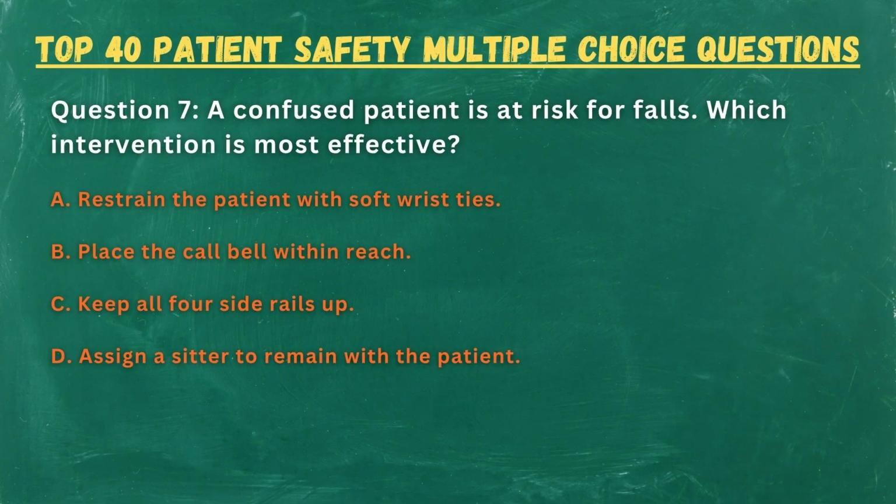Question 7. A confused patient is at risk for falls. Which intervention is most effective? A. Restrain the patient with soft wrist restraints. B. Place the call bell within reach. C. Keep all 4 side rails up. D. Assign a sitter to remain with the patient.